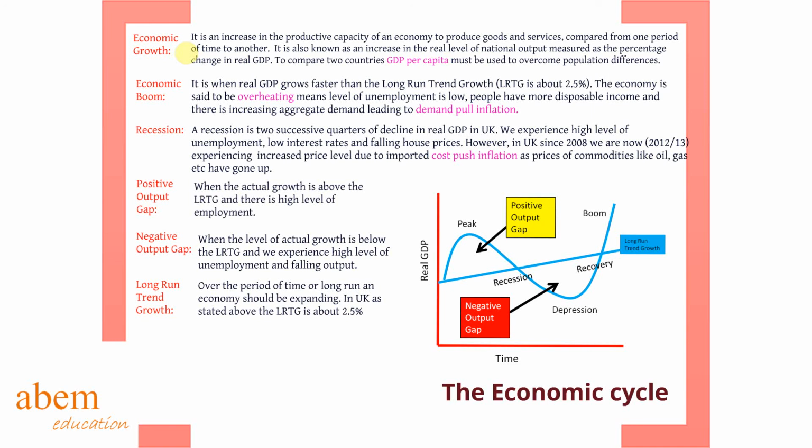Economic boom is when real GDP grows faster than the long run trend growth, which is about 2.5% for the UK. The economy is said to be overheating, meaning that the level of unemployment is low, people have more disposable income, and there is an increasing aggregate demand, which should lead to demand pull inflation.